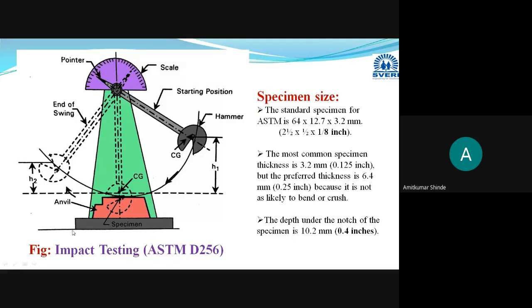This will be your support, and this will be the anvil. On this anvil, you are going to place the specimen, which you have to prepare. After that, a pendulum or hammer will be there. This is the starting position, and this is the swing position or end position of that pendulum, and this is the pointer, and there is one scale. With the help of this pointer, you will get the reading, and you can count it on the scale only.